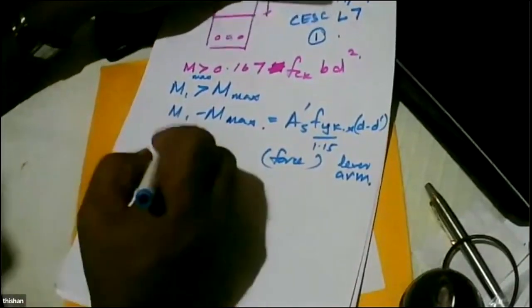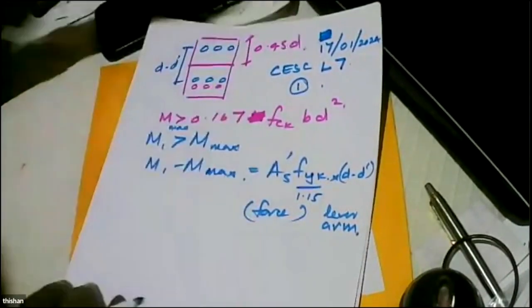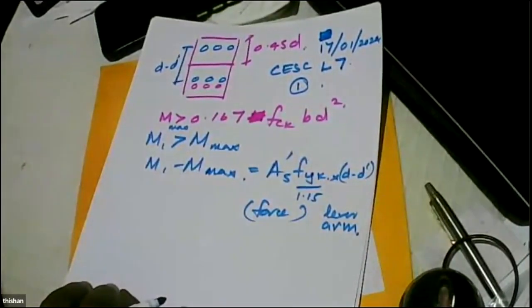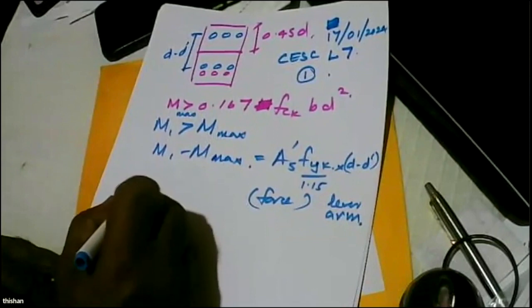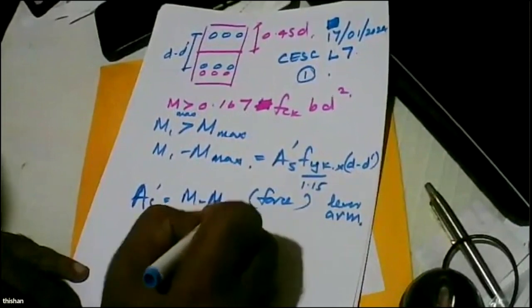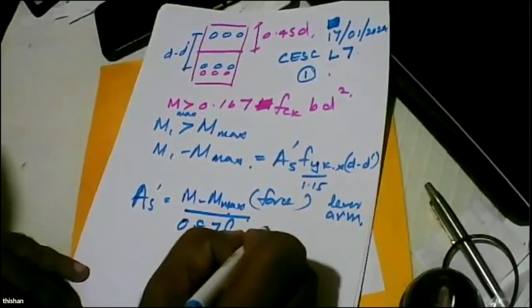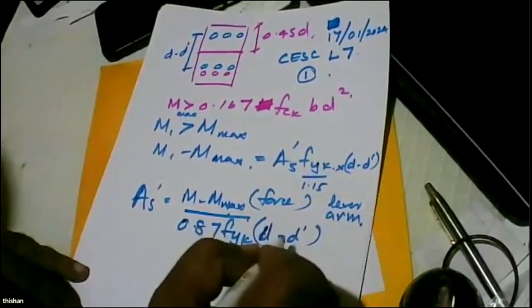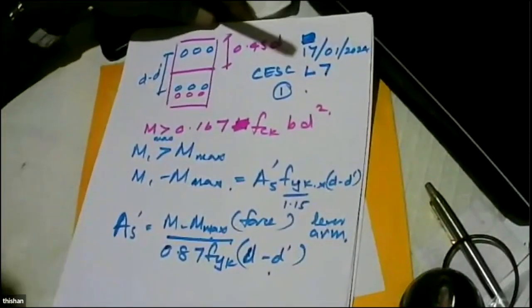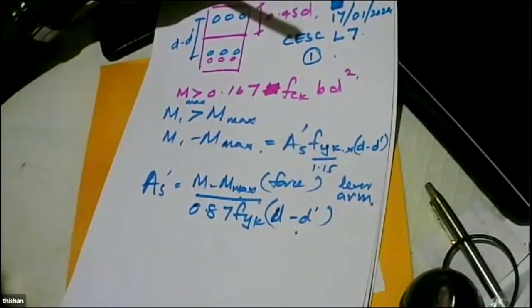So we need extra reinforcement, and this is d minus d dash. That reinforcement can be found: A s dash equals M1 minus M max, divided by 0.87 fyk times d minus d dash. So straight away you can find the extra reinforcement needed for the beam to be doubly reinforced, because the moment exceeds the maximum moment capacity as singly reinforced.